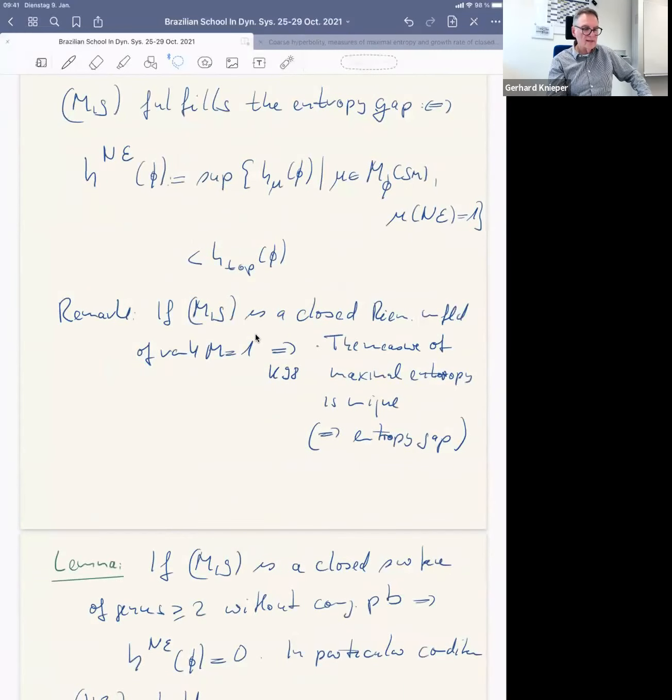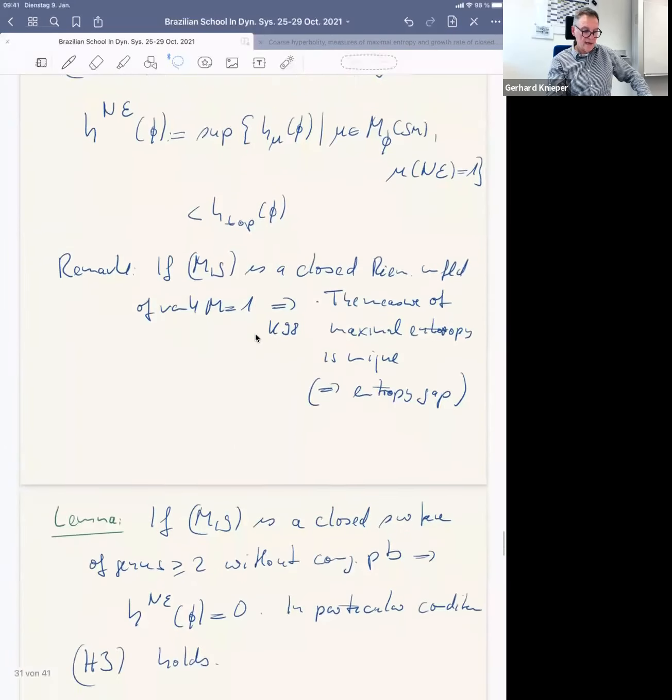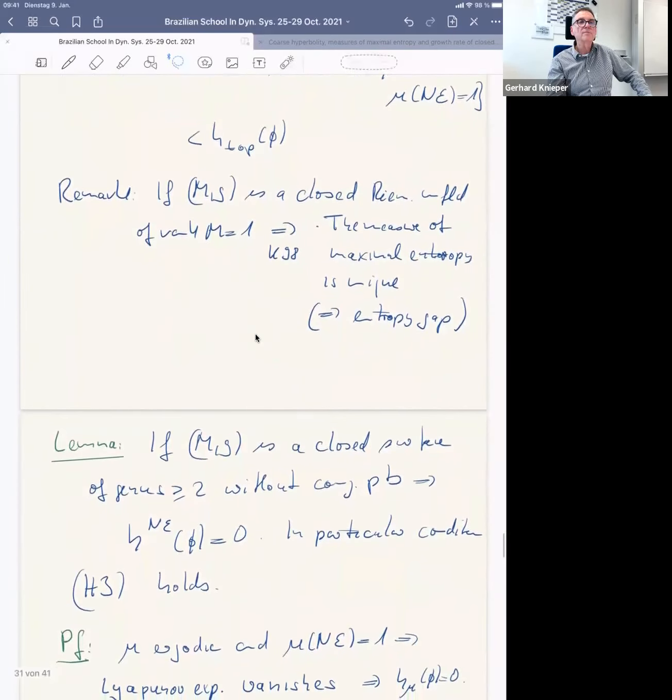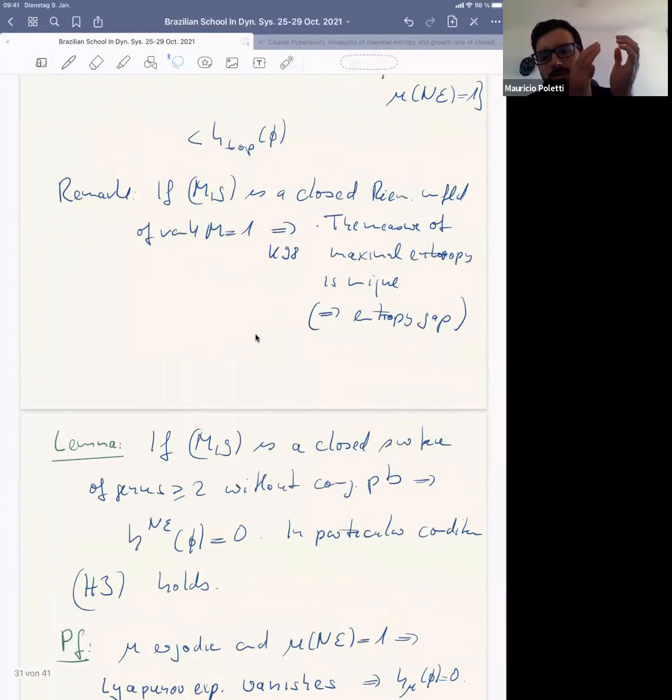And we show that in our case, this coarse specification can be checked to be true. And then, using this, we prove that the measure of maximal entropy is unique. Okay, that we will do tomorrow. And yeah, okay, thank you very much. Okay, thanks a lot, Gerhard. Thanks.